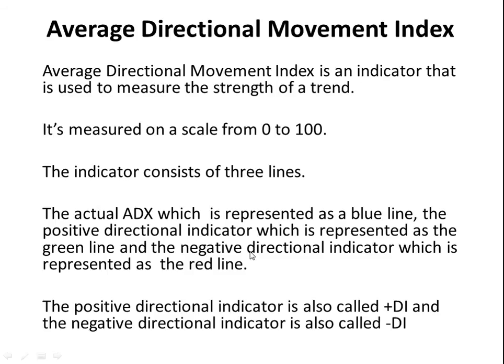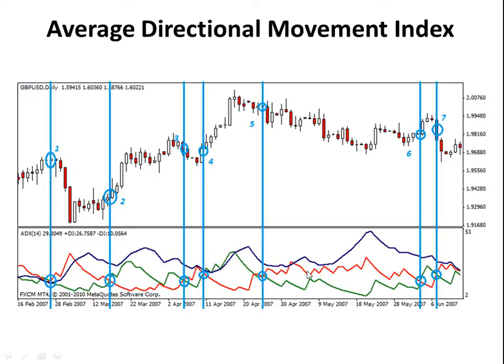The positive directional indicator is also called plus DI and the negative directional indicator is also called minus DI. That means this green line is also called plus DI and this red line is also called minus DI.